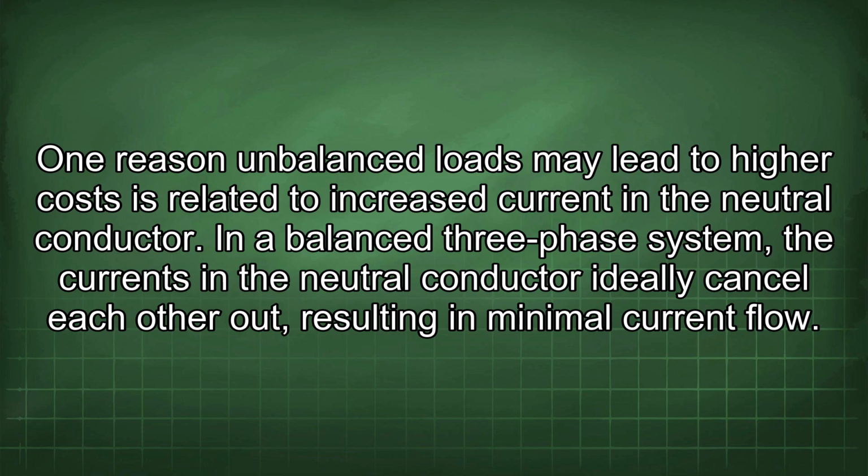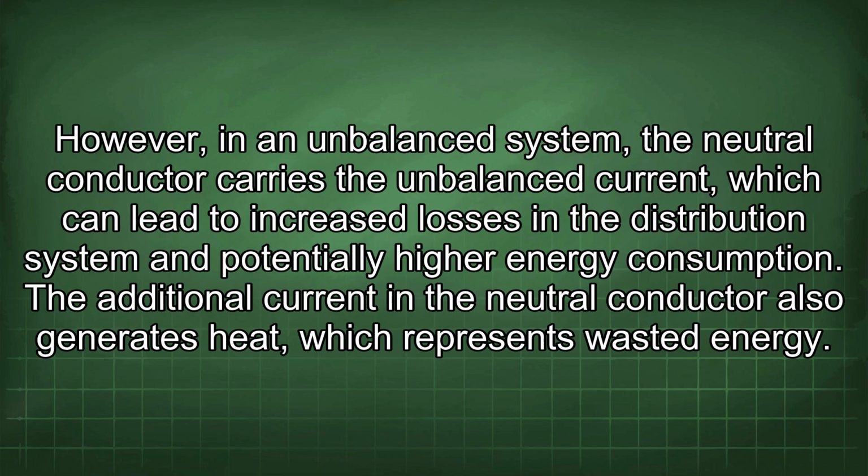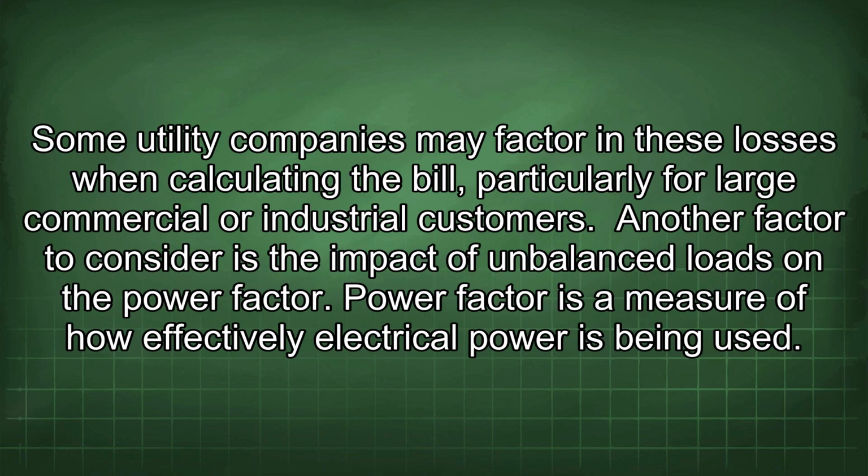One reason unbalanced loads may lead to higher costs is related to increased current in the neutral conductor. In a balanced three-phase system, the currents in the neutral conductor ideally cancel each other out, resulting in minimal current flow. However, in an unbalanced system, the neutral conductor carries the unbalanced current, which can lead to increased losses in the distribution system and potentially higher energy consumption. The additional current in the neutral conductor also generates heat, which represents wasted energy. Some utility companies may factor in these losses when calculating the bill, particularly for large commercial or industrial customers.